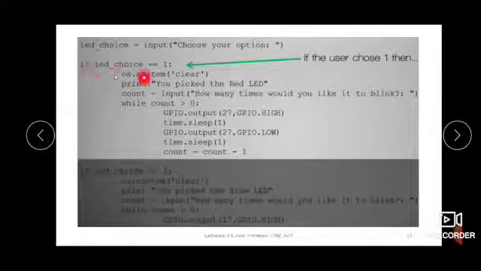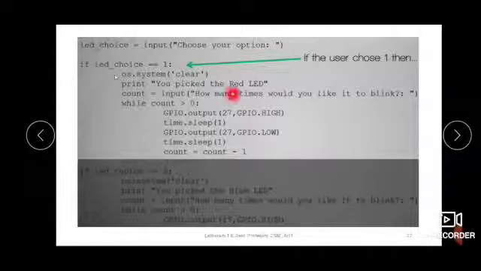If the LED choice is equal to 1, then clear the output screen and then print you picked the red LED. So 1 is for red, right? So it will display you picked the red LED, and count equal to input. How many times would you like the LED to blink? 5 times, 10 times? That will be given as input by the user, which will be stored in count. Now this loop will be executed for repeating the blinking of the red LED for some amount of time. How many times has the user entered?